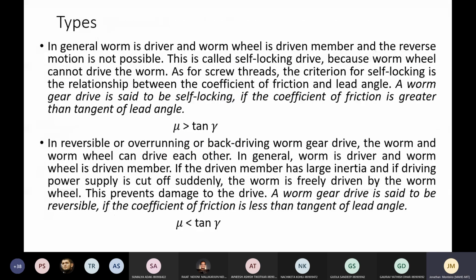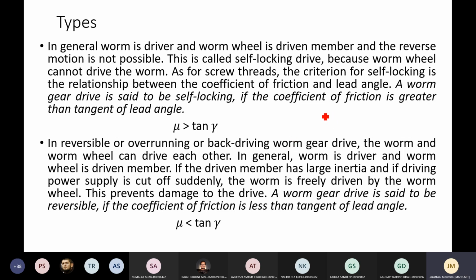Okay, a little bit about self-locking. I think I can discuss that here. Only in the next class can we discuss more on the nomenclature, the number of teeth, and those aspects. So self-locking, I'll just briefly discuss here.